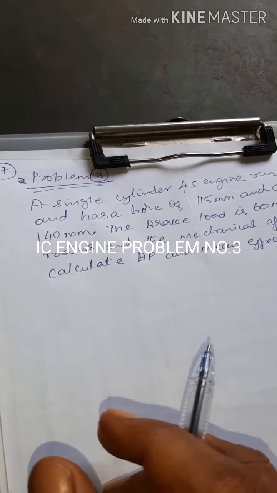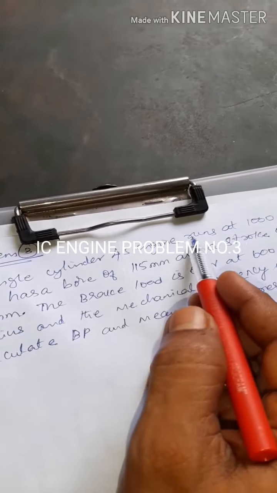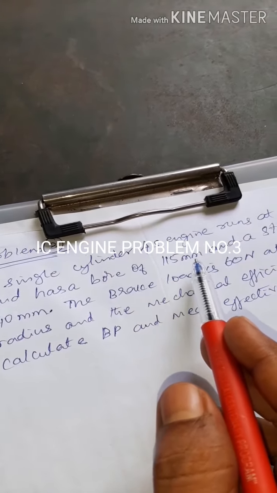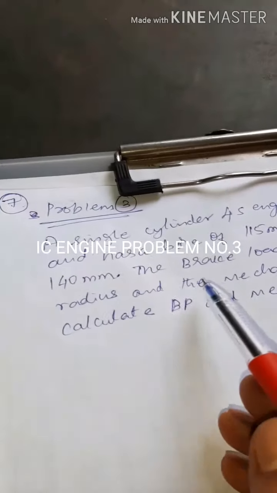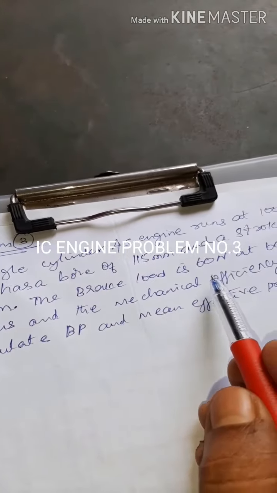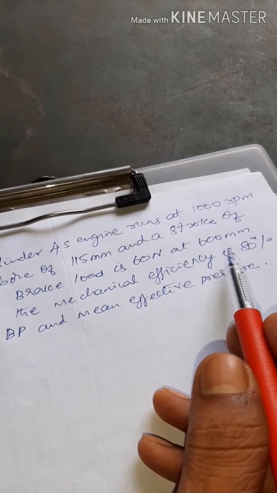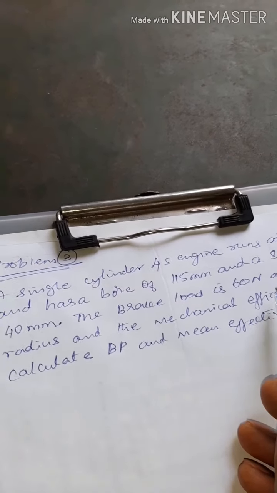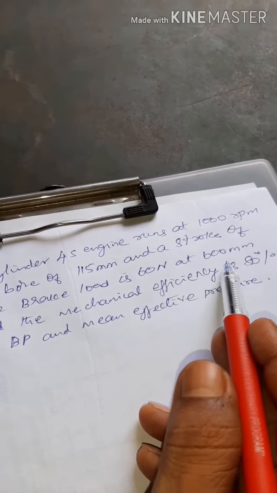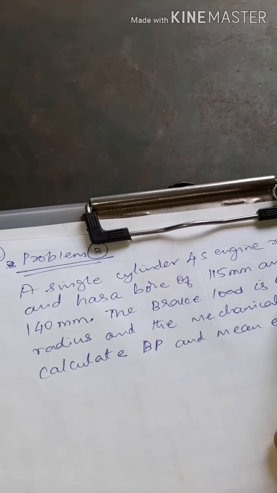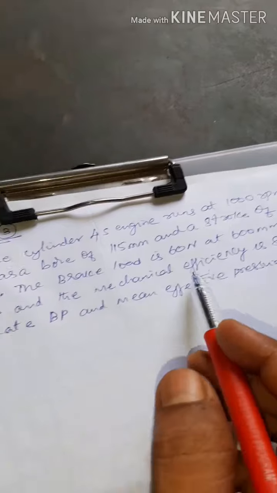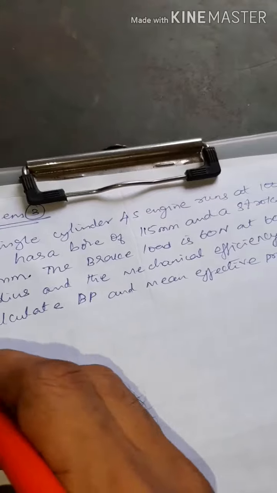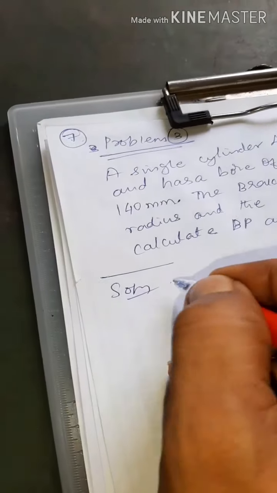Okay students, now problem number 3. A single cylinder 4-stroke engine runs at 1000 rpm and has a bore of 115 mm and a stroke of 140 mm. The brake load is 60 Newton at 600 mm radius, and the mechanical efficiency is 80%. Calculate the brake power and mean effective pressure. This is the problem. I will go for the solution.